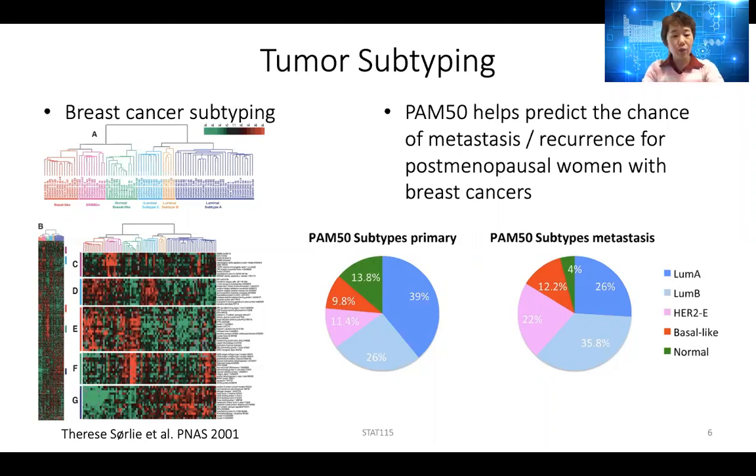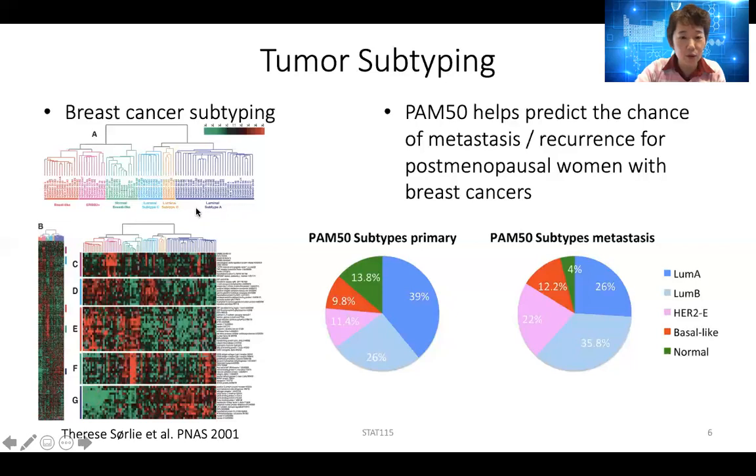And in 2001, even before RNA sequencing was available, microarrays were used to look at the expression of thousands of genes. People could already start dividing the tumors into subtypes, and you can see that in addition to ER positive, HER2 positive, and triple negative as three subtypes, they were able to use just basic hierarchical clustering to divide breast cancer into more subtypes.